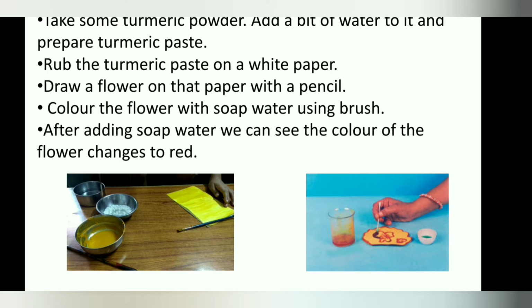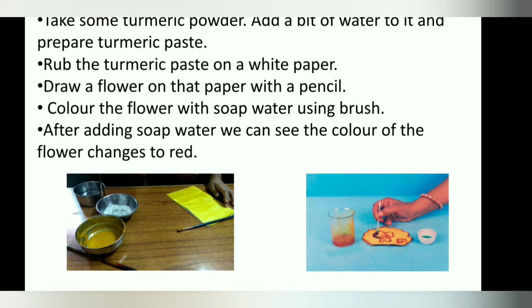So first you have to take turmeric powder, add a bit of water to it and make it a paste. Then rub the turmeric paste on a white paper. Draw a flower on that paper with a pencil. Then color the flower, only the flower part, with soap water using a brush.